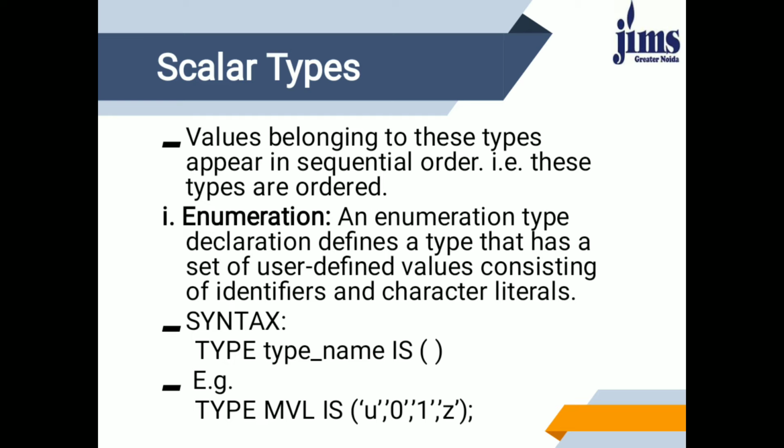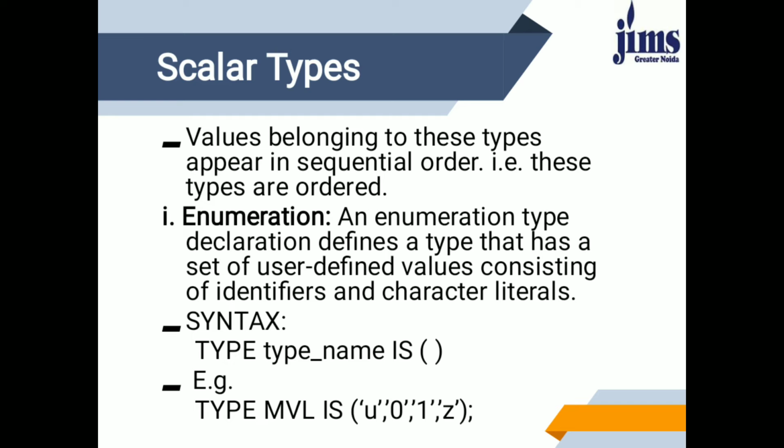Among these, enumeration data types and integer data types are called discrete types. On the other hand, integer type, floating point type and physical type are called numeric types. Now, if we talk about enumeration type, then the values belonging to these types include bit, boolean, character and severity level.